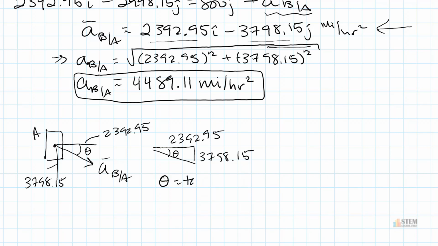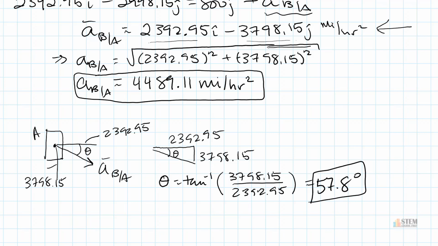Let's go ahead and find theta. All right, so theta then is going to be the arctangent of, we got opposite over adjacent, so 3798.15 over 2392.95. And then we need to find that angle. And once you put that in the calculator, you should get 57.8 degrees. All right. So that's how you go about doing that problem.